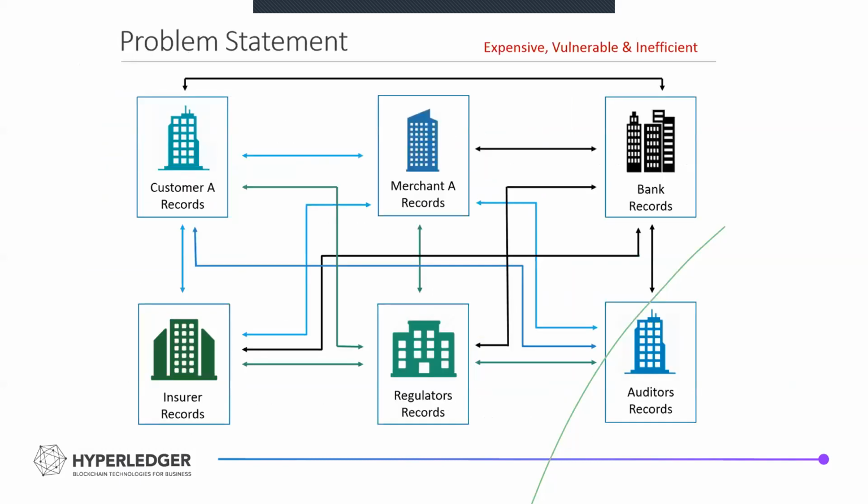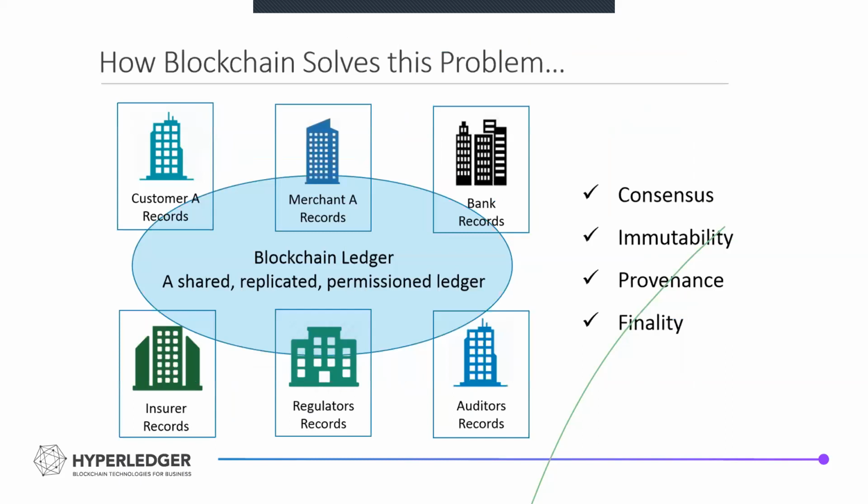I will talk about what the problem statement is and why we need blockchain. Suppose there are a number of peers. Here we have six peers: customer A, merchant A, banks, auditors, regulators, records. If there is a person who is dealing with buildings, bank records, insurers, and regulators, he has to send his records or documents to each of the nodes for verifying and manipulating, and it results in something expensive, vulnerable, and inefficient, and with duplication, obviously. So how can blockchain resolve this?